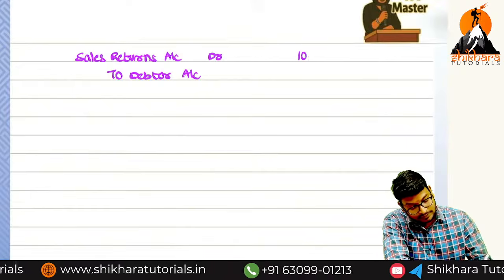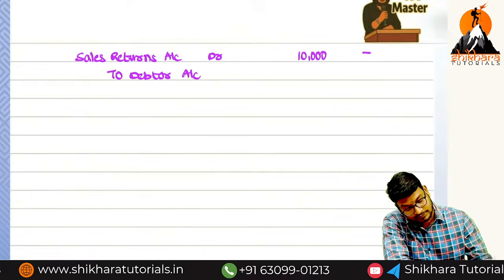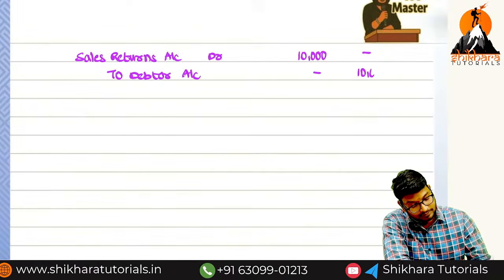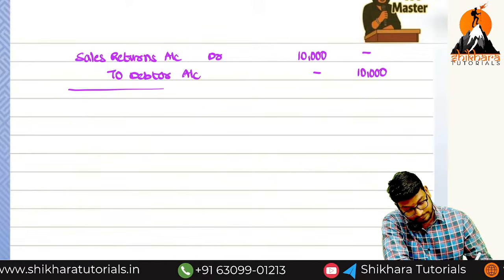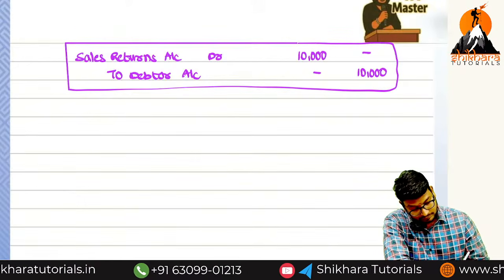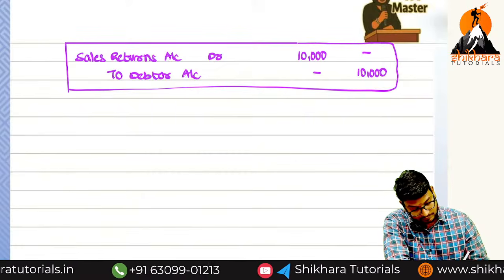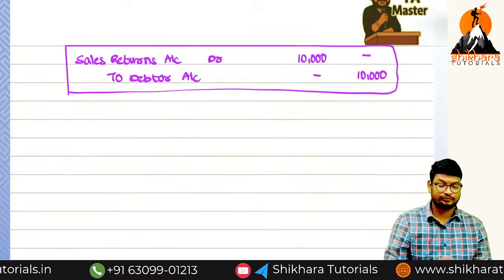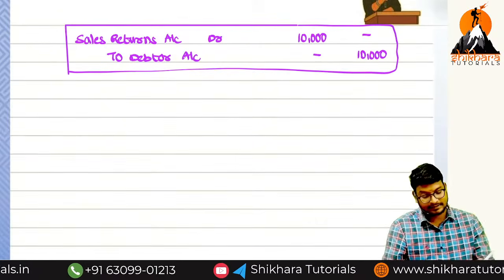How much, ma? 10,000 and 10,000. Completed, huh? Okay. Next, the third one.